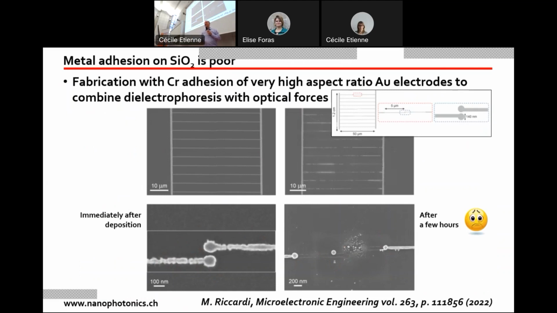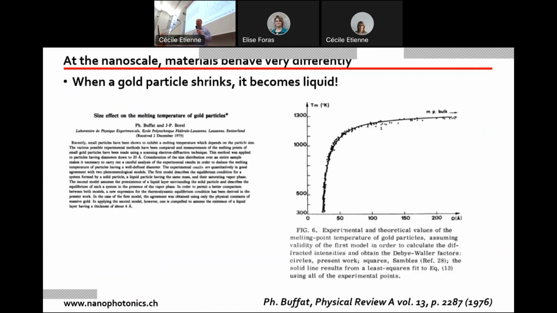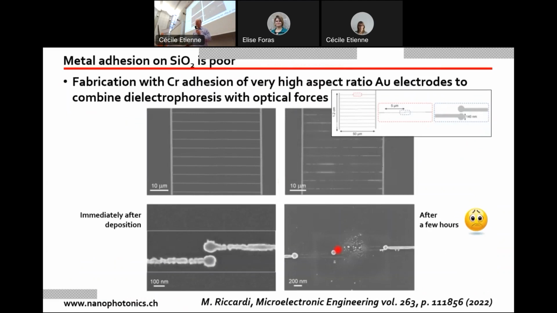We were trying to stabilize the gold onto the glass by using chromium as an adhesion layer. So a few nanometers of chromium, they will normally attach. That's the belief. They will improve the adhesion onto the substrate. But obviously, this was not working at all here. What's happening? I mean, it really looks like it's been just exploding. So that's very, very bizarre.